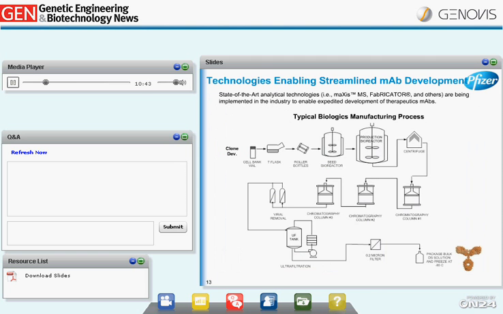Here what's shown is a general schematic view of a manufacturing process where you go through all the bioreactors, the purification columns, the UFDF, leading to your purified mAb. But before we can get to that, we need to develop the clone. In selecting the clone, we use both the Maxis mass spectrometer and the FabRICATOR enzyme. We use this to ensure that we have sequence fidelity.